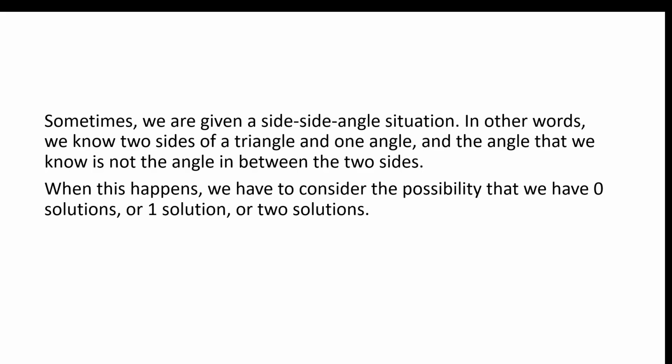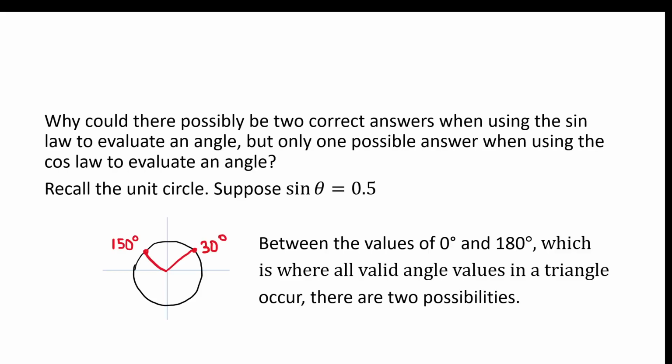When that happens, we have to consider the possibility that we could have 0, 1, or 2 solutions. So you might wonder, why would there be two correct answers when using the sine law to evaluate an angle, but only one correct answer when using the cosine law to evaluate an angle? And the answer lies within the unit circle. Suppose I told you that the sine of theta is equal to 0.5. Well, you would draw yourself a unit circle and you would tell me that theta might equal either 30 degrees or 150 degrees.